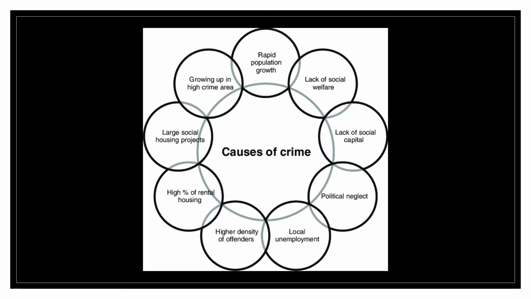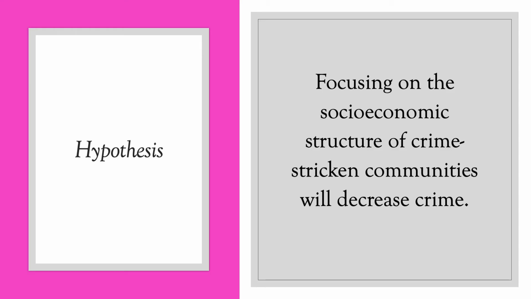A bubble cluster, which actually presents the causes of crime, and most of them do include socioeconomic factors. So we'll start off with rapid population growth, lack of social welfare, lack of social capital, political neglect, local unemployment, higher density of offenders, high percentage of rental housing, large social housing projects, growing up in high crime area. Hypothesis: by focusing on the socioeconomic structure of crime-stricken communities, we can decrease crime.